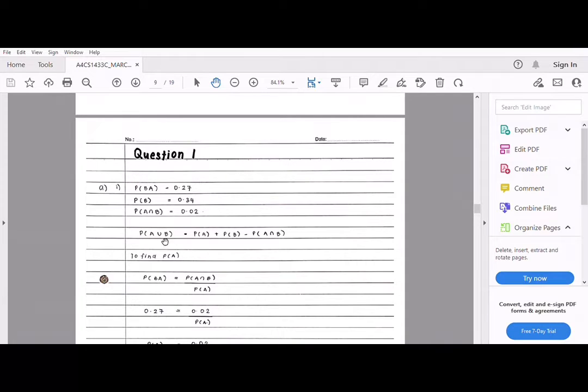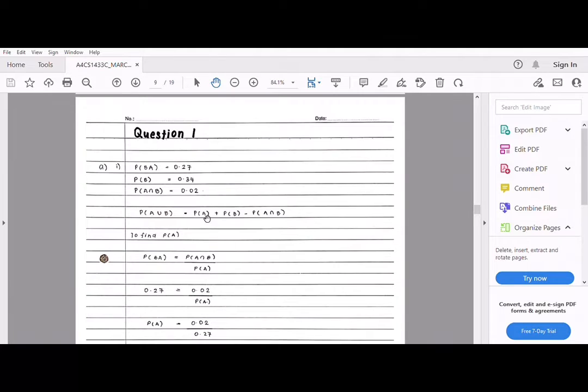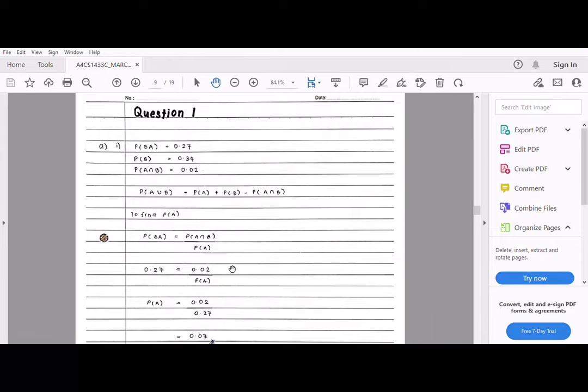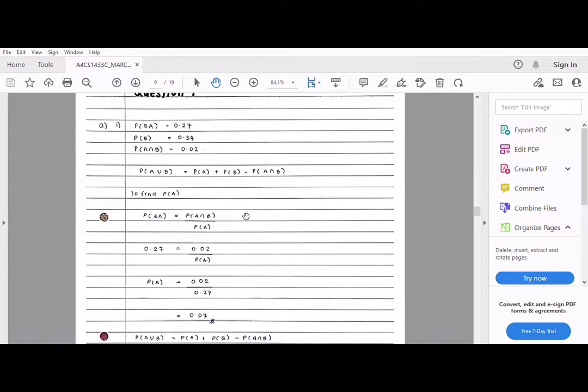So when you find this symbol which is union, you must use the rule of addition. So write the formula: probability A plus probability B minus probability A intersect B. The question already gives you probability B and probability A intersect B. So you have to find probability A. To find probability A, you use this formula.